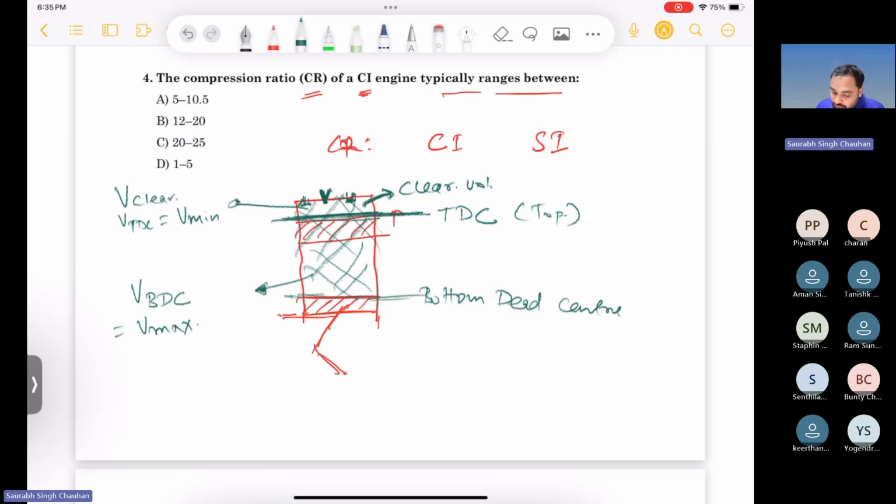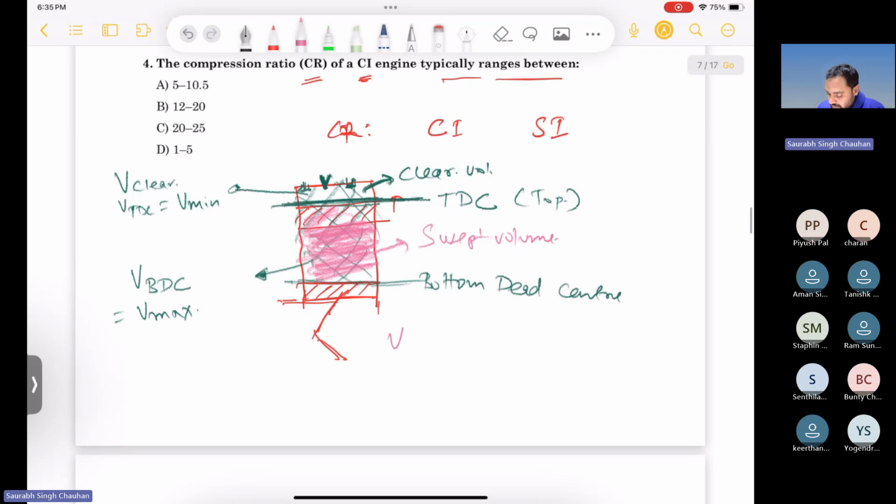And the volume in this area where the piston is moving up and down, whatever volume is being swept, this is called swept volume, okay. So swept volume will be equal to volume at BDC minus volume at TDC, okay. So this is your swept volume.